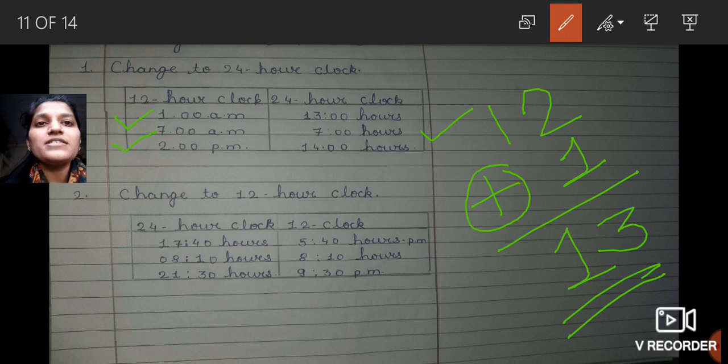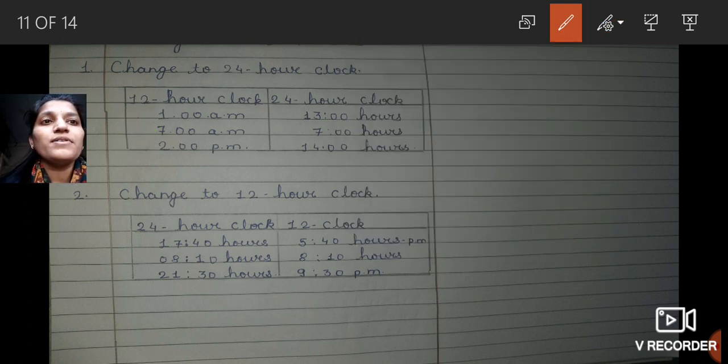But if the time is there after 12 according to the clock, that means 1, 2, 3, 4, 5, 6, in a PM, and in AM also, if it is there after 12, at that time only we are going to change the time. But here 7 AM is there, that means 7 is not in PM. So we are not going to change the time.